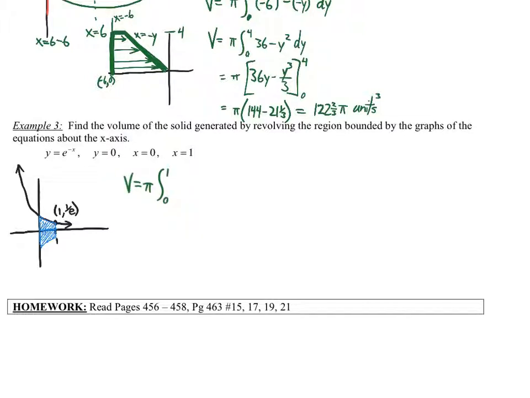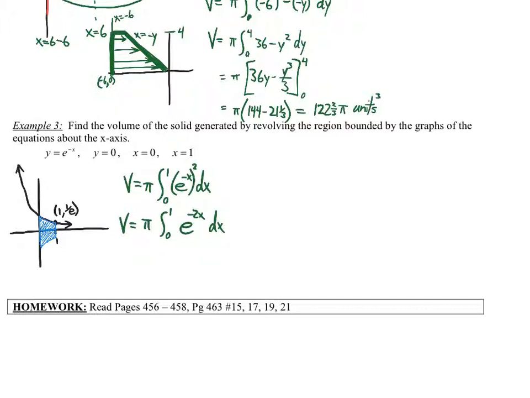from 0 to 1 of our function, e to the negative x. What's the integral of e to the negative x? Negative e to the negative x. Why is it not squared? Oh, shoot, yeah, thank you. Got carried away. We got to square this, right? So that changes things a little. 0 to 1, e to the negative 2x dx.